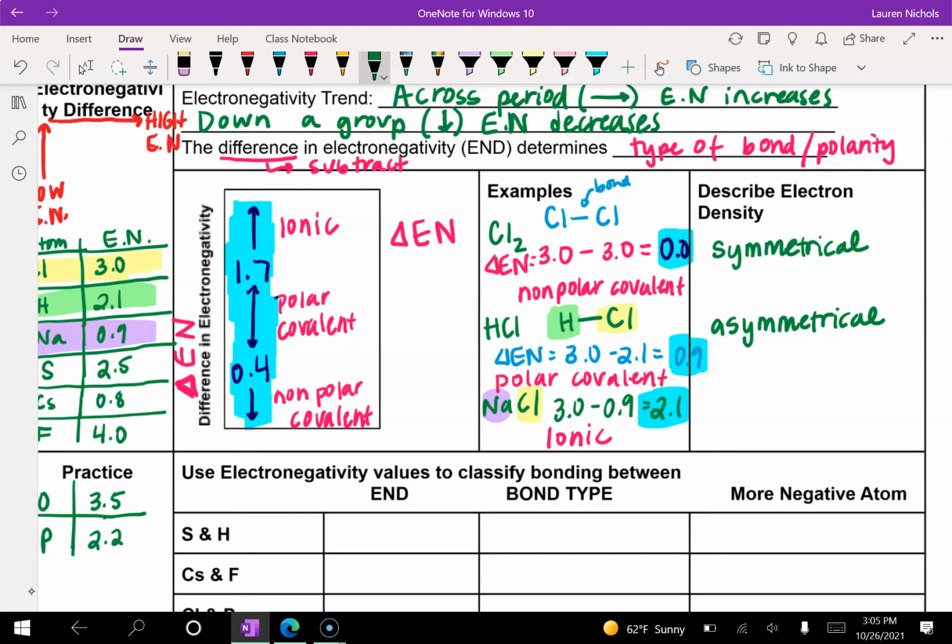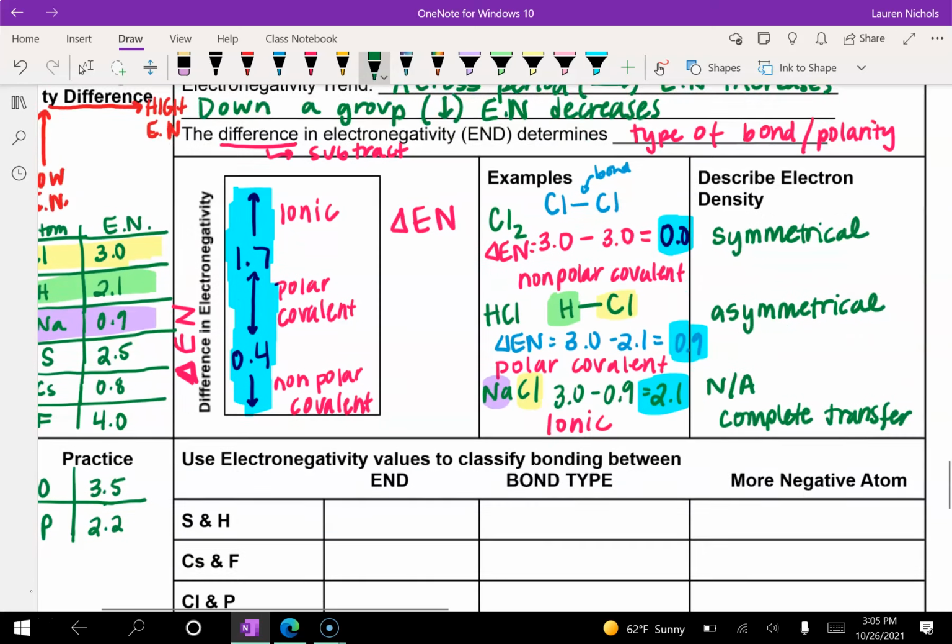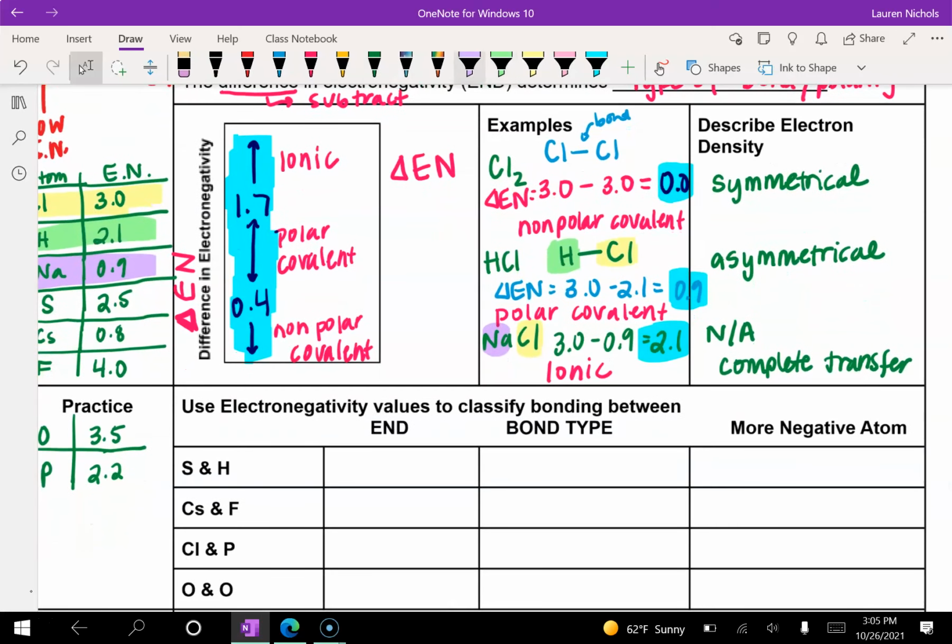And then for sodium chloride, it's ionic, and so this means that the electron density is not really applicable. It's not being shared because there's a complete transfer. So chlorine is so much stronger than sodium that it takes the electron completely away. It does not share at all. And so you can see, depending on which other atom chlorine is bonding with, the power difference determines the type of bond.